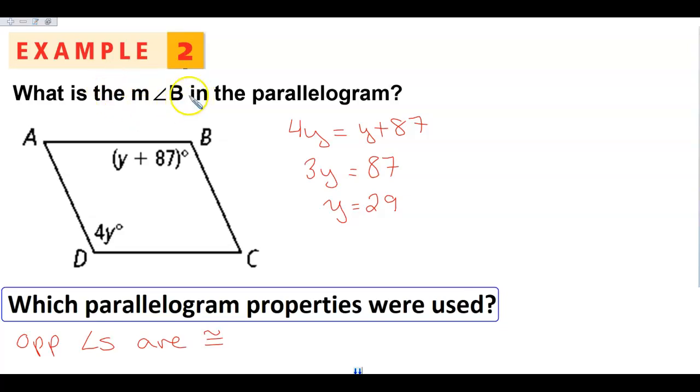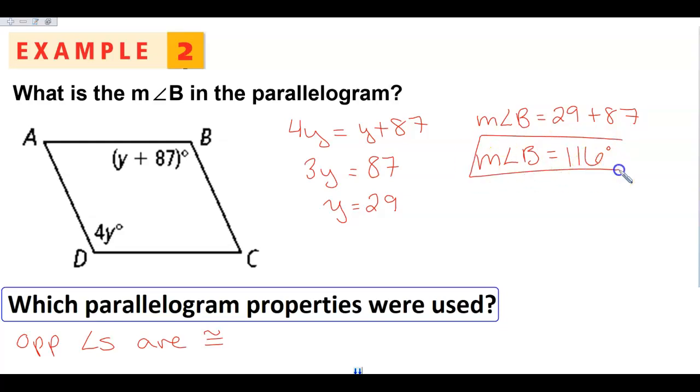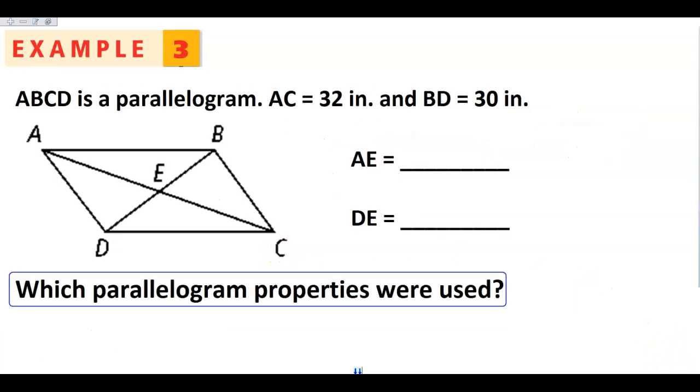Now, I want the measure of angle B, so I'm going to plug that in. So the measure of angle B is going to be y, which is 29, plus 87. So the measure of angle B is going to be 116 degrees. Okay, so again, opposite angles are congruent, so we set opposite angles equal to each other. Let's take a look at the next one.